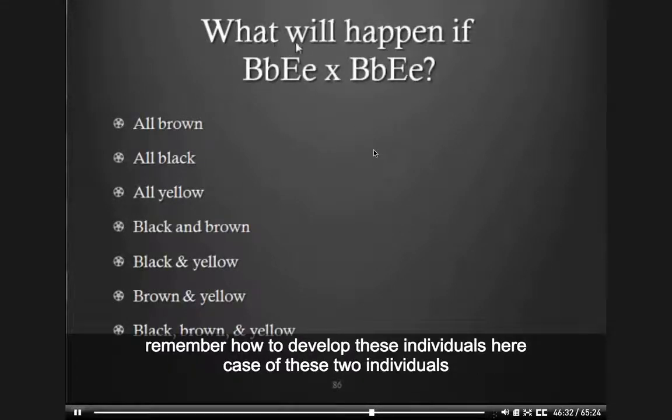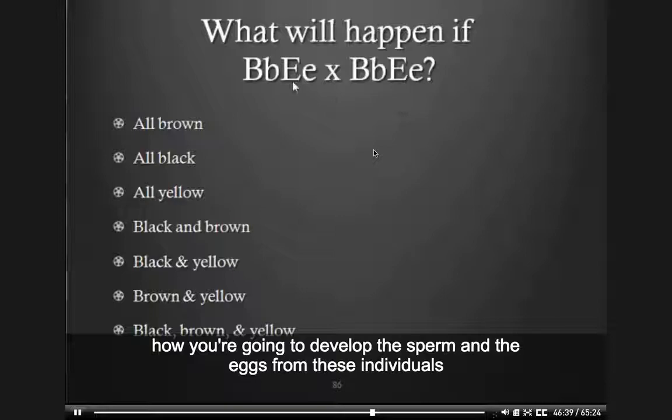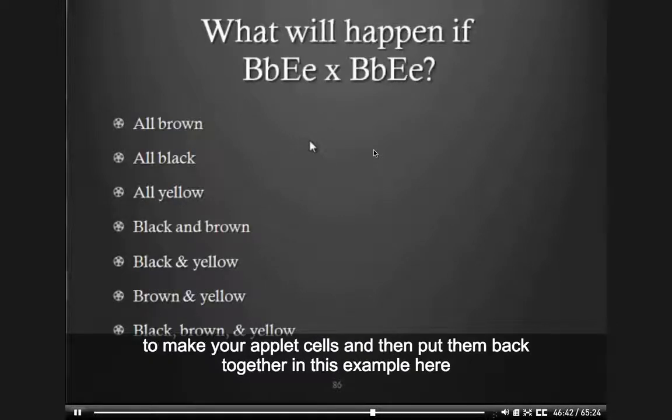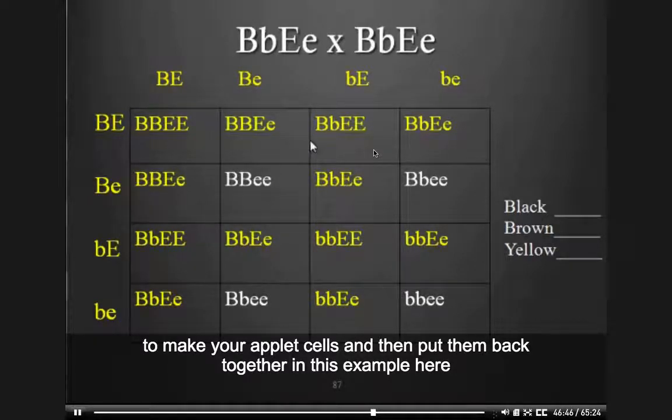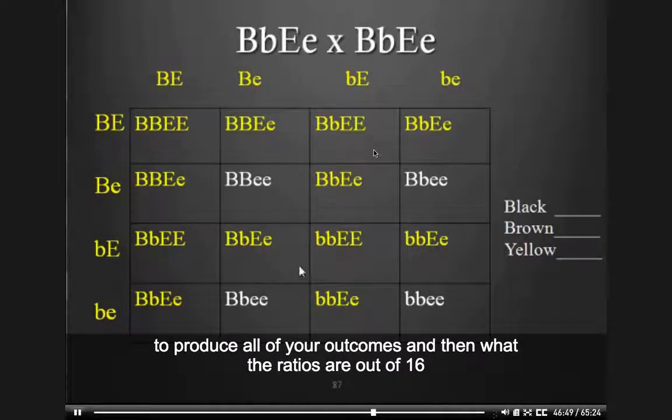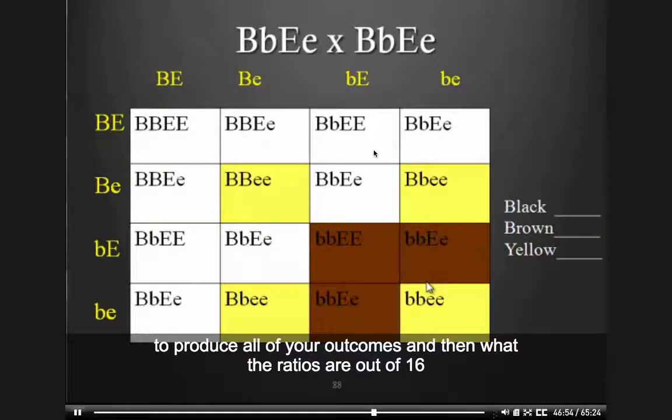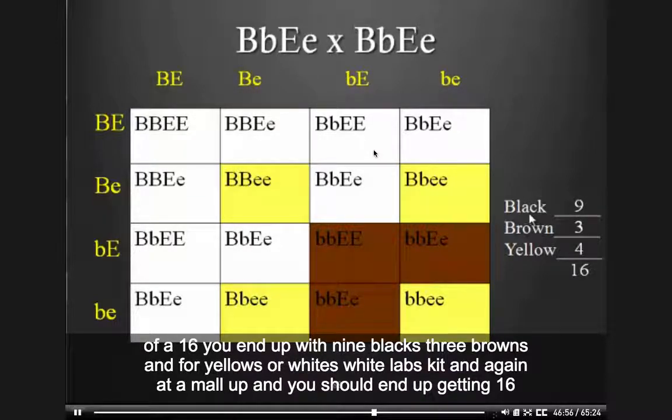Then you need to remember how to develop these individuals here, okay, so these 2 individuals, how you're going to develop the sperm and the eggs from these individuals to make your haploid cells, and then put them back together in this example here to produce all of your outcomes, and then what the ratios are. Out of 16, you end up with 9 blacks, 3 browns, and 4 yellows or white labs. Okay, and you can add them all up, and you should end up getting 16.